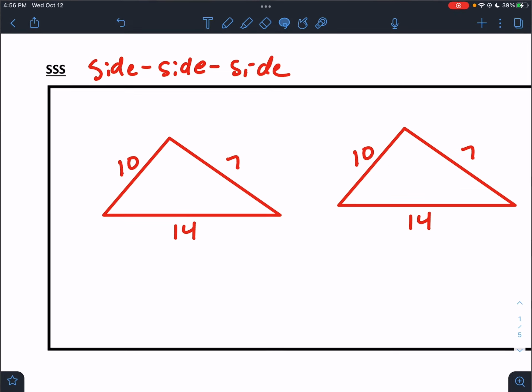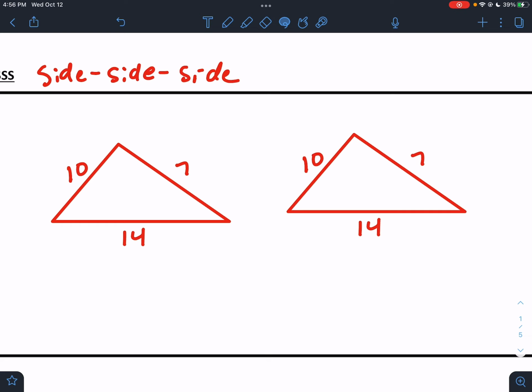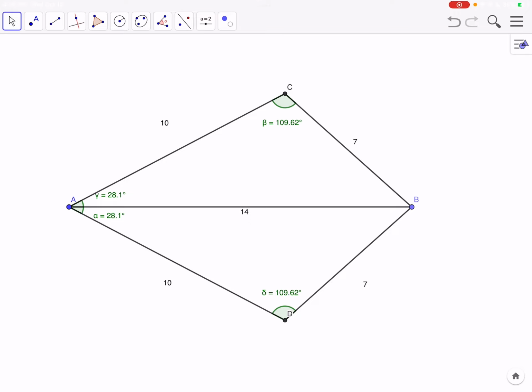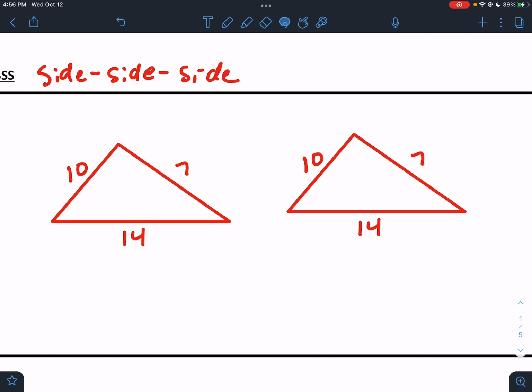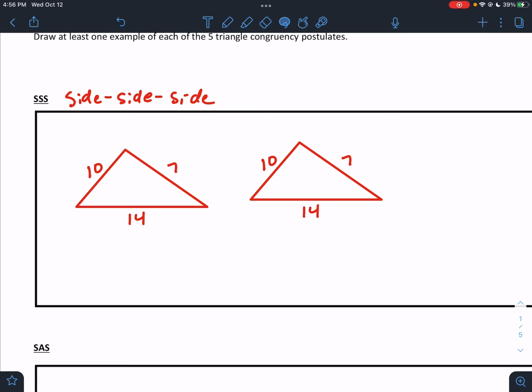I know it might be kind of hard to understand, but what we just proved is if I gave you instructions, instead, build me a triangle that has lengths 10, 7, and 14. If that's all you had to do, there's only one triangle you could build. And that triangle would have angles of 28.1, 109.62, and whatever that third one is. That's the only way you can make that triangle. There's no other way to make that triangle. So every triangle that has those 3 side lengths is going to be congruent to each other.